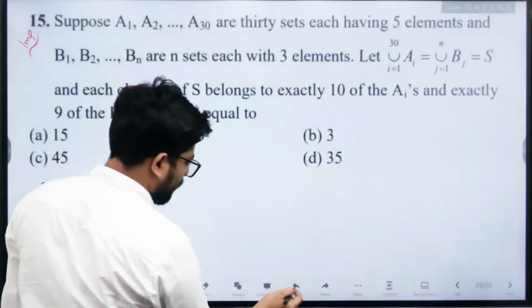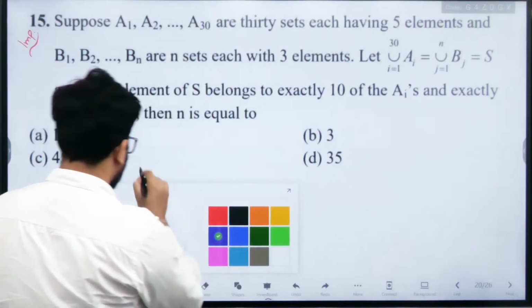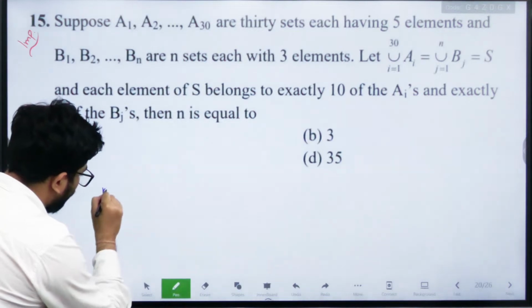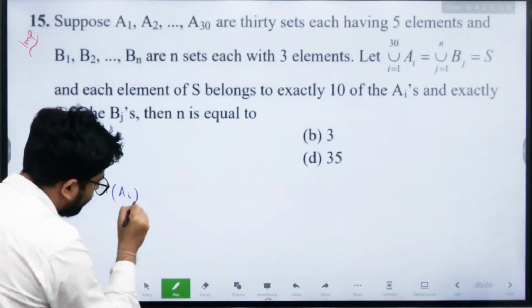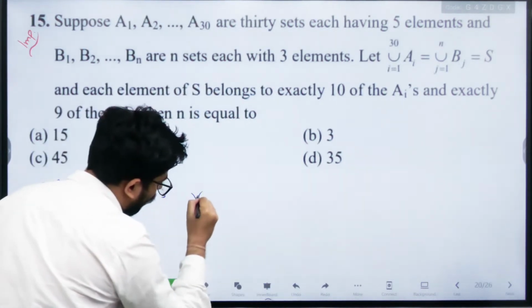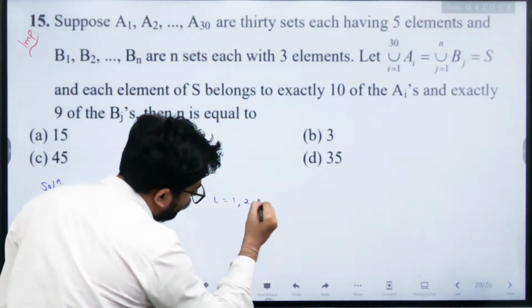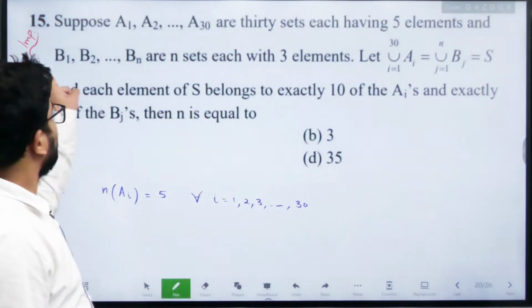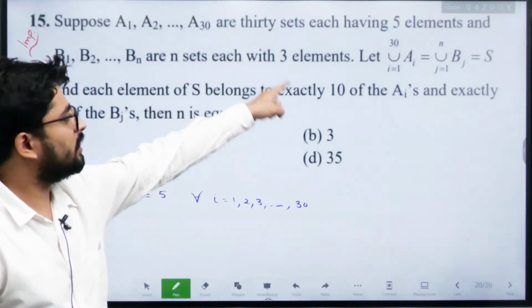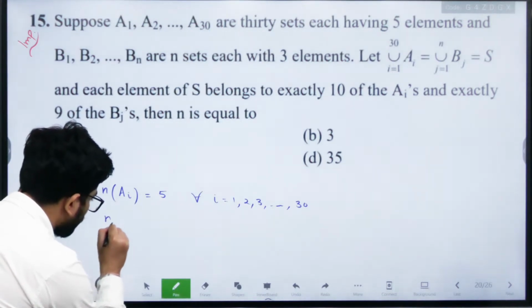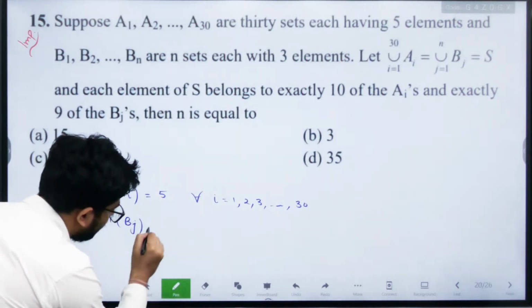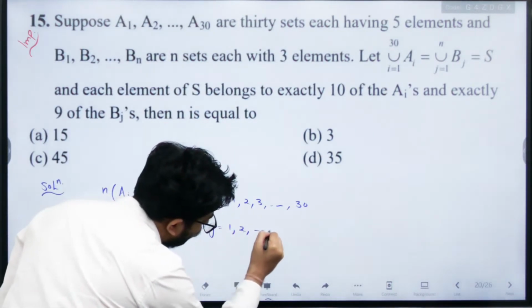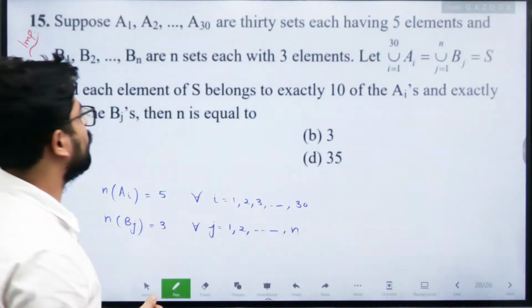You are given that A1 to A30 are 30 sets, each having 5 elements. So the number of elements in any Ai is 5 for all i equal to 1, 2, 3 till 30. And B1, B2, B3 are n sets, each with 3 elements. So the number of elements in Bj is 3 for all j equal to 1, 2 till n. We don't know the value of n. We have to calculate it.